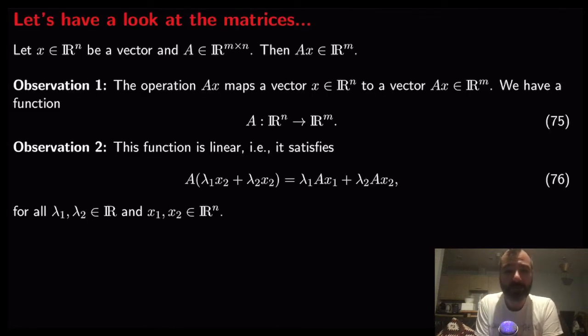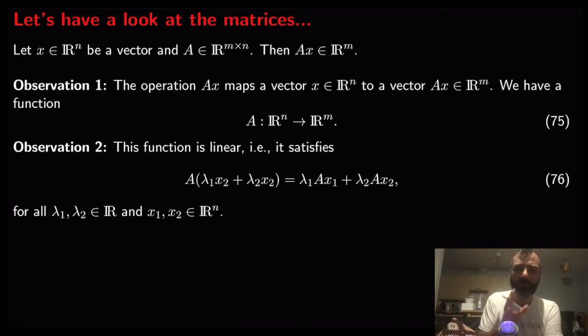And let's have a look at matrices. So how do matrices behave? I have a vector x in Rn, and I have a matrix A in R^(m times n), an m by n matrix. If I do the multiplication A times x, I'm getting a vector in Rm. So A is like a machine to which you give vectors, and it gives you other vectors. It takes vectors in Rn, and it gives you back vectors in Rm. How does it do that? By multiplication.